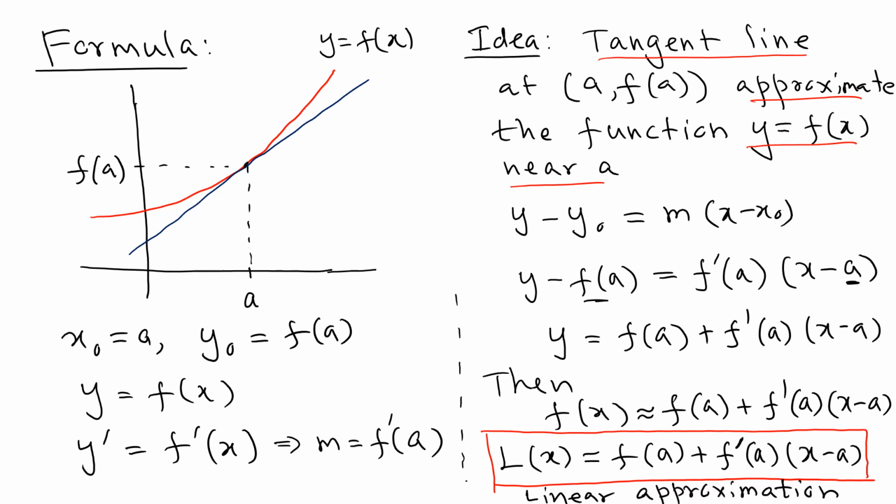What that means is that this is the equation of the tangent line. This is L of x, and then we have the function already given. So that's the idea. Let's see how we can use this idea in two examples now.